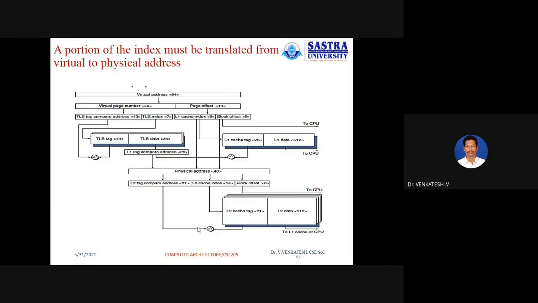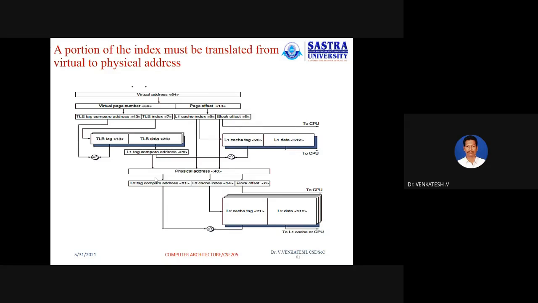The same thing is given here, showing how it got translated into a physical address. We have a 64-bit translated address, with page number 50 and page offset 14. That is what we have done previously. The TLB tag as well as the TLB index is calculated, and based on that we compare with the L1 cache. If it is not available, we have to go to the next cache and compare. If it is not available, we move to the next level. Finally, we have to take it from main memory.